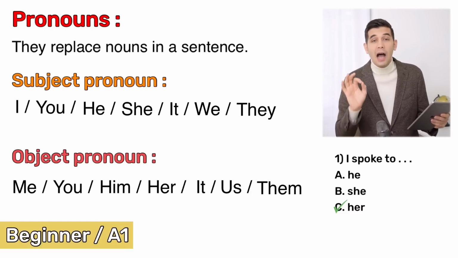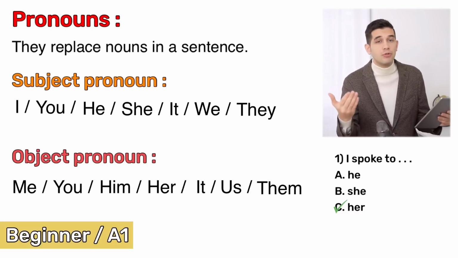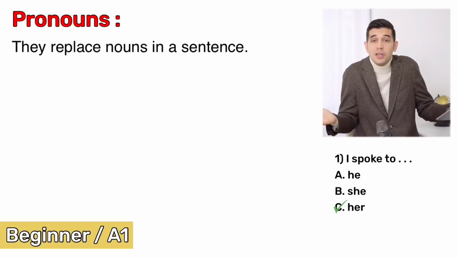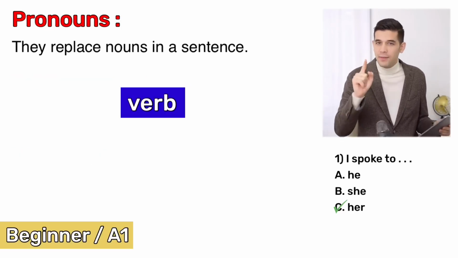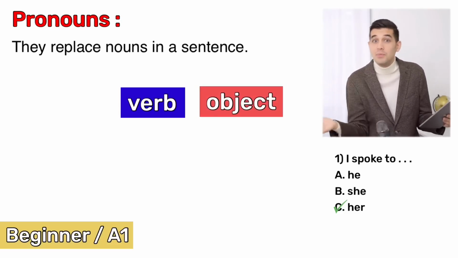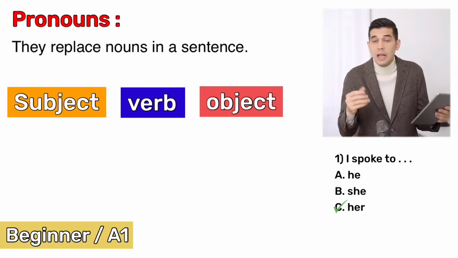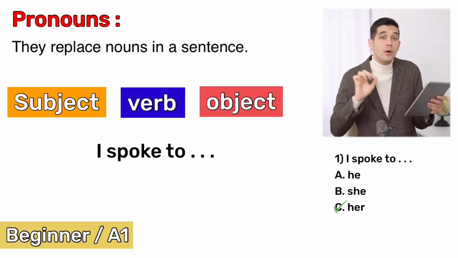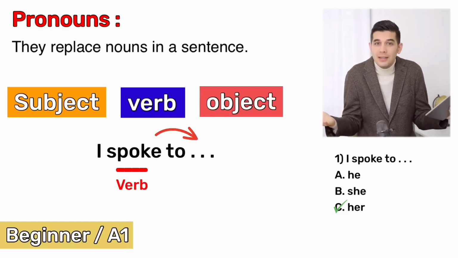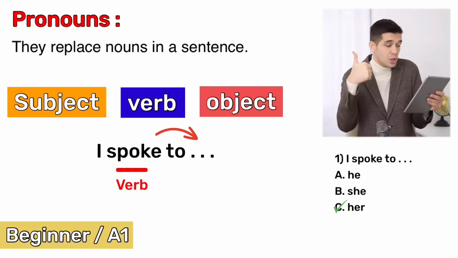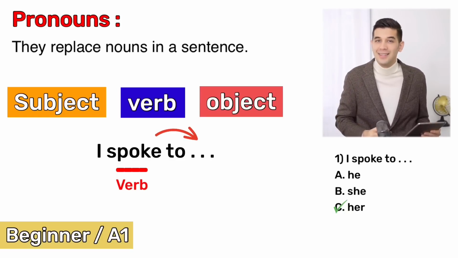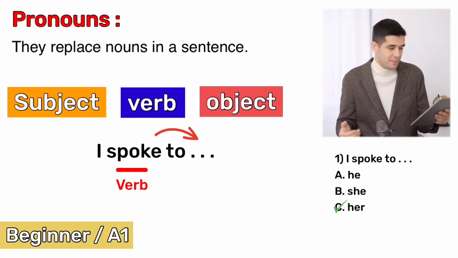Now the question is, how do you understand whether the noun you are trying to replace is the subject or the object of the sentence? Pay attention to the verb of the sentence. If the noun is after the verb, it is the object of the sentence. If it is before the verb, it's the subject. Now look at the sentence again. I spoke to, the verb is spoke. The gap is after the verb, so it's object. Now, out of the 3 options, she and he are subject pronouns. Only her is an object pronoun. Let's move on to question number 2.